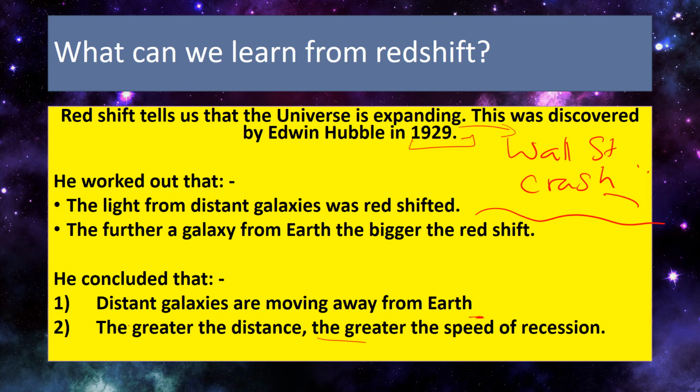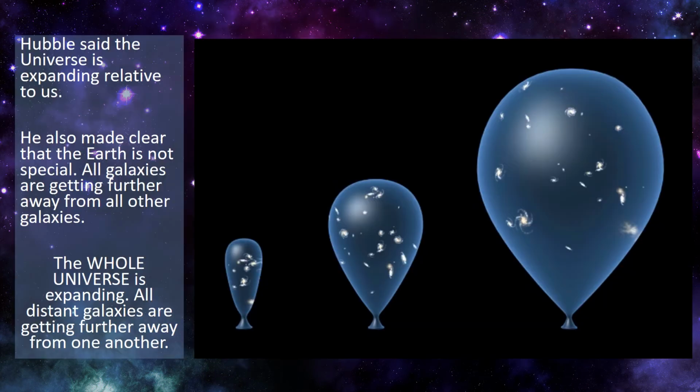So what he's saying is, if we're here, and I've got galaxies here, they are moving away from us, and the further away they are, the faster they move. Here's my balloon. So he said that the universe is expanding relative to us, so he made it clear that the Earth is not special. All galaxies are getting further away from all of the other galaxies, because if you're in this galaxy and you're observing that galaxy, it looks like that galaxy is moving away from you, but you're actually moving away from each other. The whole universe is expanding.